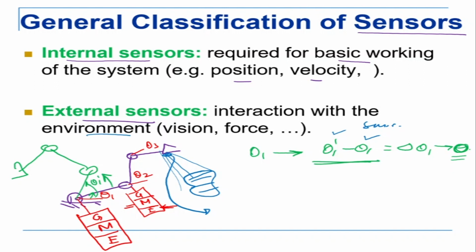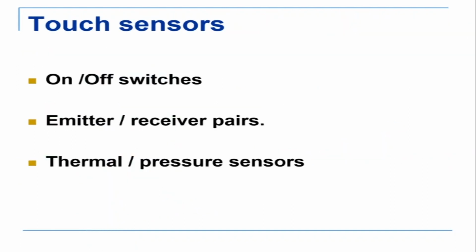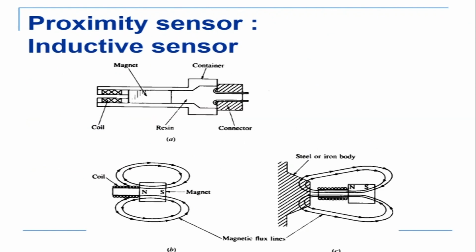In the last class, we started talking about internal sensors, where I covered the potentiometer, then the incremental encoder, and then we saw the absolute encoder, and also proximity sensors like the inductive sensor. So today we'll just briefly revise. We are talking about proximity sensors, and proximity sensors are of different kinds.